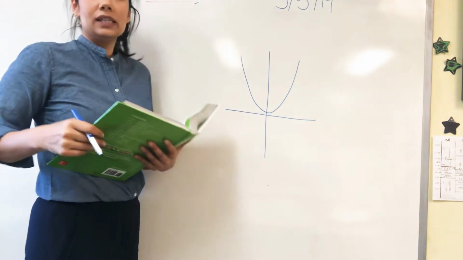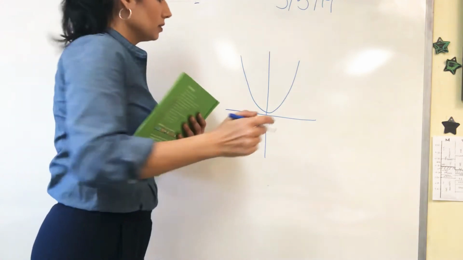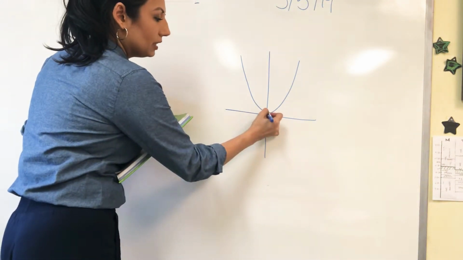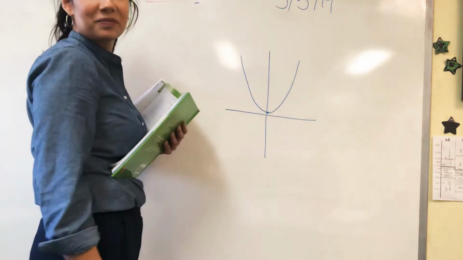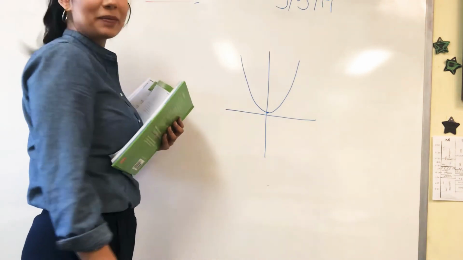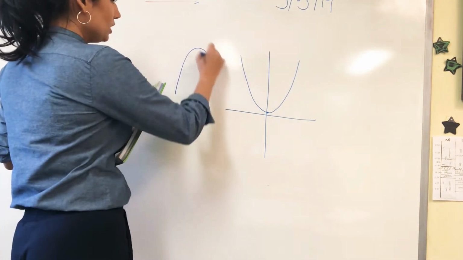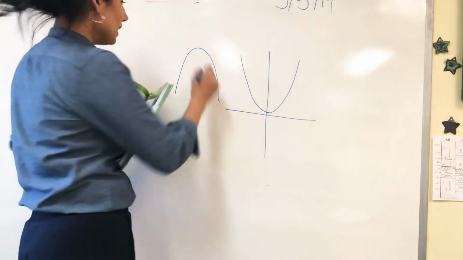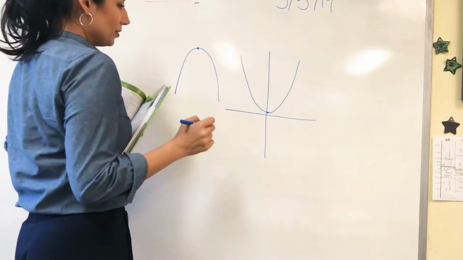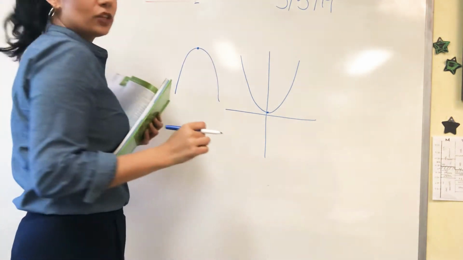Where do you think the vertex is? Right at the tippy bottom. Okay. When it's this way, where do you think it is? Tippy top. Yes. There it is. Now there's something interesting about this vertex.